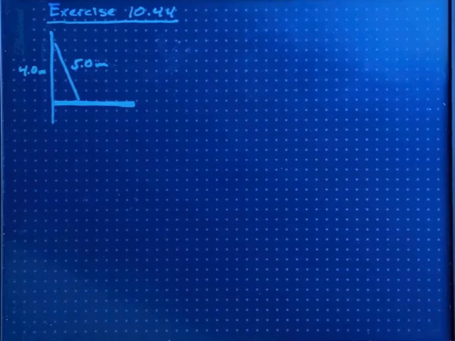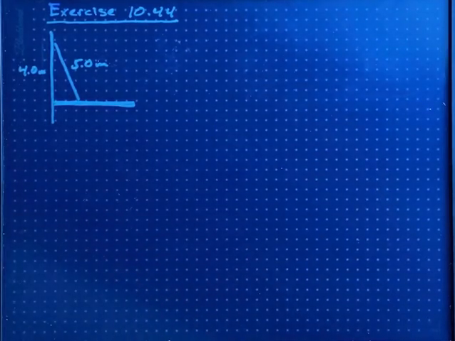In this video, I'd like to walk through a solution to exercise 44 at the end of chapter 10. You should pause the video and read through that problem so you can get familiar with the numbers. But in essence, it goes like this.